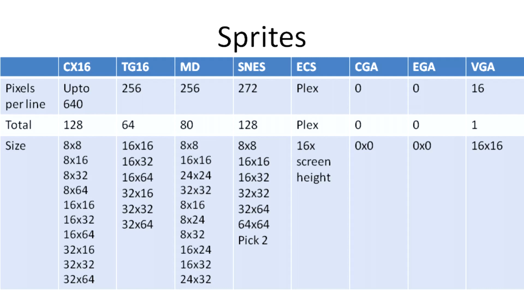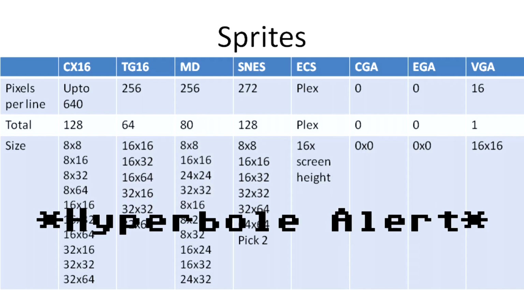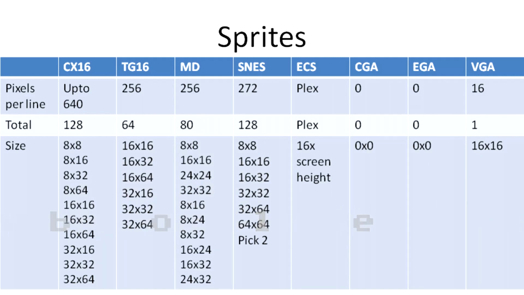So the CX16 sprites really do pack a punch. 640, you're probably not going to run into too many problems with sprite flicker. That's probably even Neo Geo levels. And complete freedom with sizes.